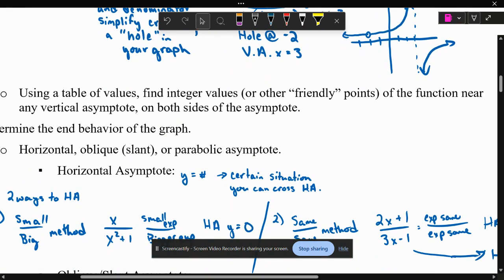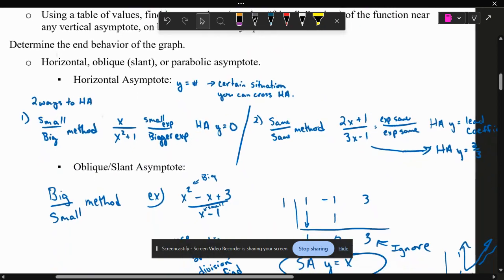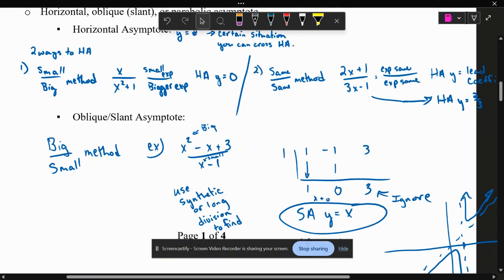So using a table of values, we can find the integer values or friendly points of a function near any vertical asymptote on both sides of the asymptote. As I talked to you before, you'll be plotting 2 to 3 points on either side of the asymptote in order to determine where your graph is, and based on that, you'll be able to determine where your lines are going. So that's what we call a vertical asymptote. On the other side of things, we have 2 other types of asymptotes.